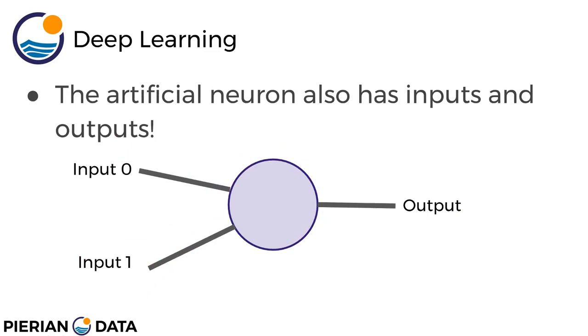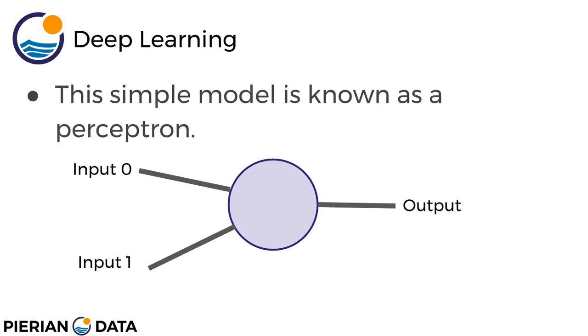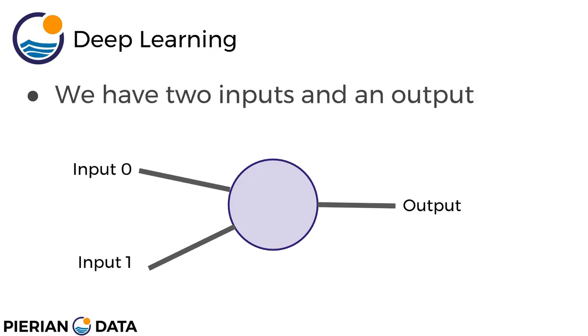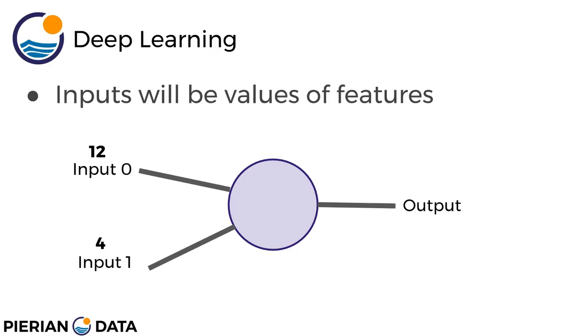So the artificial neuron also has inputs and outputs. We're going to attempt to mimic the biological neuron. This simple model, again, is just known as a perceptron. In this case we have two inputs, so let's see a simple example of how it can work. We have two inputs and a single output, and we start indexing at 0, so we have input 0 and input 1. The inputs can have values of features.